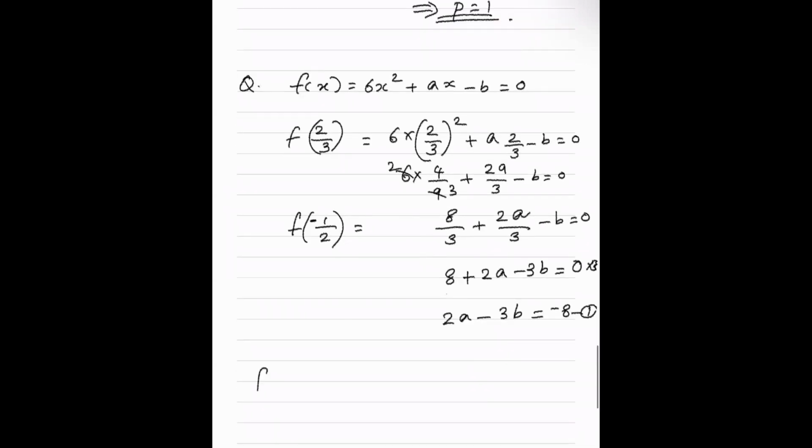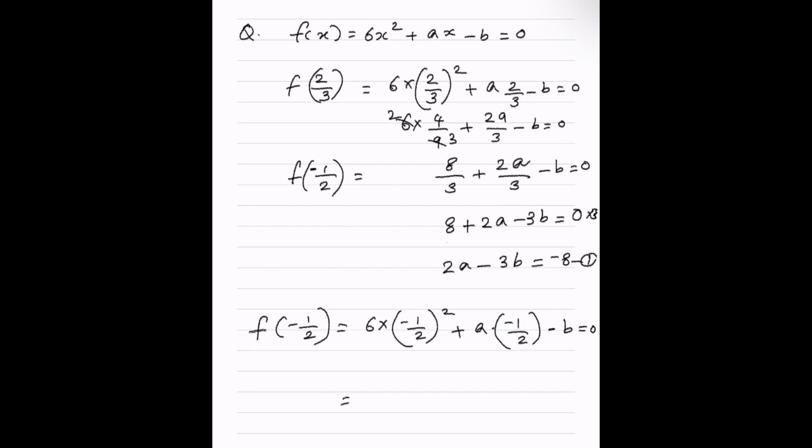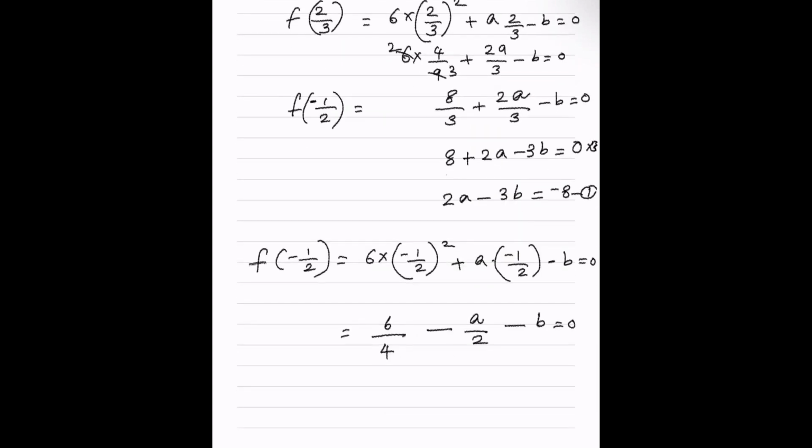Now I need to work on f of negative 1 by 2. 6 into negative 1 by 2 the whole square plus a into negative 1 by 2 minus b equal to 0. So this gives me 6 by 4. Negative into negative makes it positive, so I'm getting 6 by 4 minus a by 2 minus b equal to 0. This and this cancel out, I'm getting 3 by 2. So what do I have? 3 minus a minus 2b equal to 0 into 2.